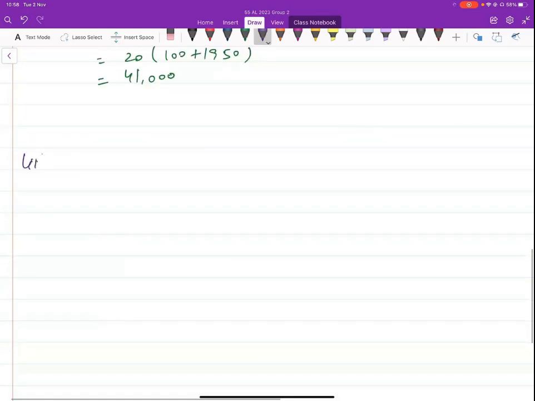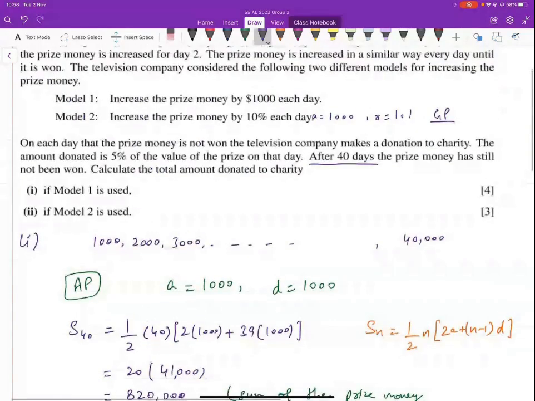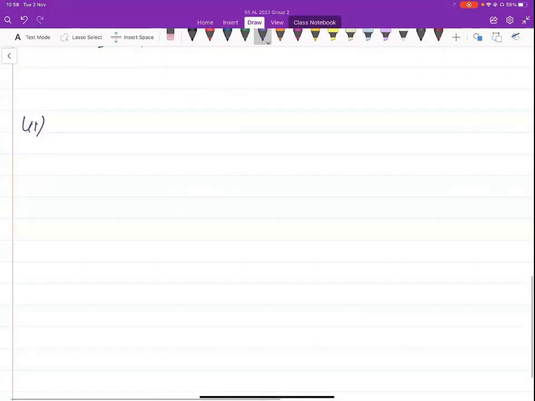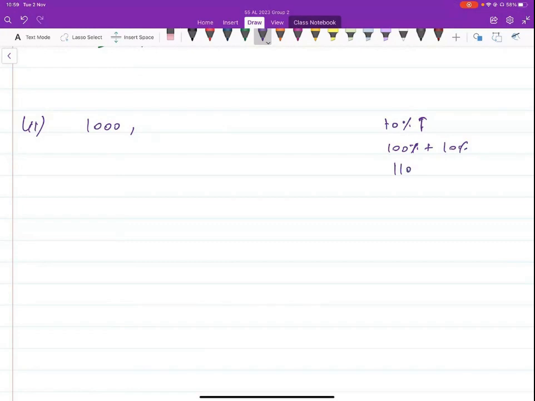Let's look at part 2. Now in part 2, it says what happens if model 2 is used. Model 2 mein kya hoega? Again, we are starting from 1,000. And then since it's a 10% increase every day, that means 100% plus 10%, that's 110%, and that's the same thing as saying 1.1. So in order to get the next term, we have to multiply by 1.1. For instance, the next term would be 1,100 and so on.